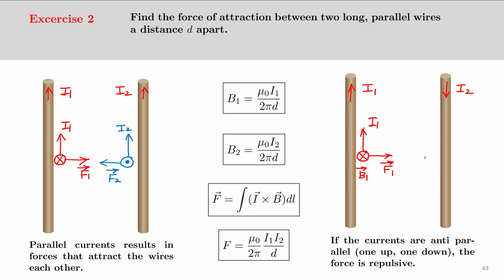For the second conductor, the current is in a direction opposite to that of I1. So I2 is opposite to I1. Now the magnetic field is pointed outward, that is in a plane perpendicular to the plane of the paper, towards the outward direction or towards the viewer. And when we calculate I2 cross B2, this will be along this direction. So that is F2. We see that F1 and F2 are along the same direction. That is, if the currents are anti-parallel, one up and one down, the force will be repulsive.